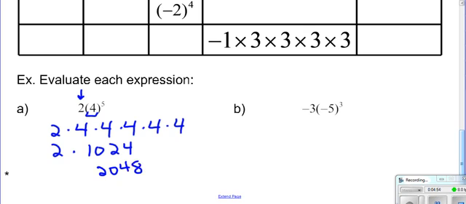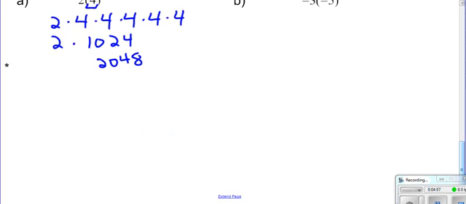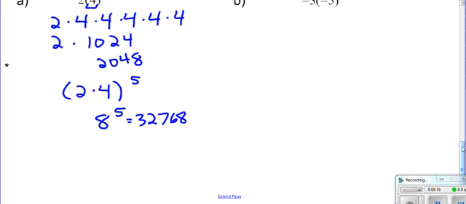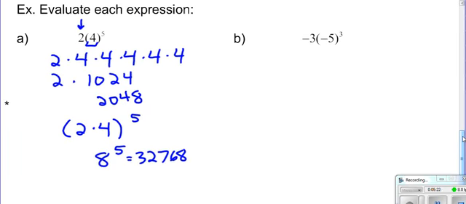Please note that this is not similar to 8 to the power of 5. 8 to the power of 5 has a much different value than 2 times 4 to the power of 5. 8 to the power of 5 gives us 32,768. So a much different value. So make sure that we're following our order of operations. If you're not doing repeated multiplication like we showed here, and you're just typing it in your calculator, make sure that you solve the exponent first before you multiply by 2.